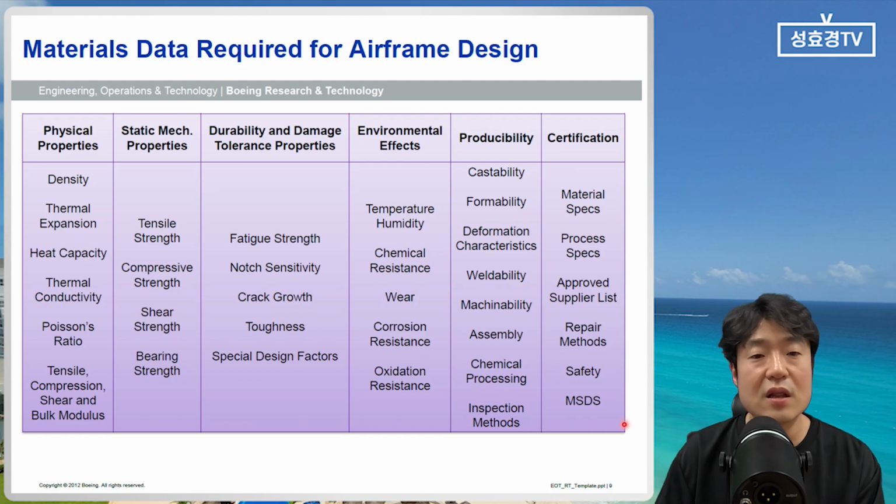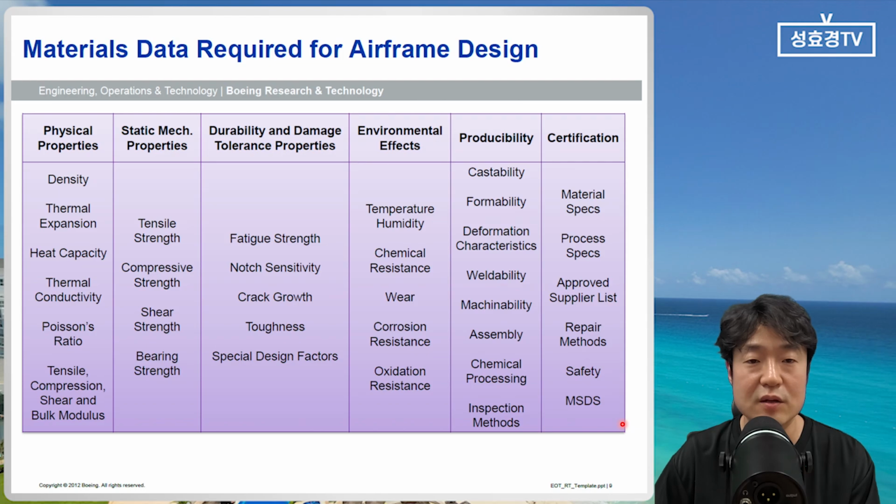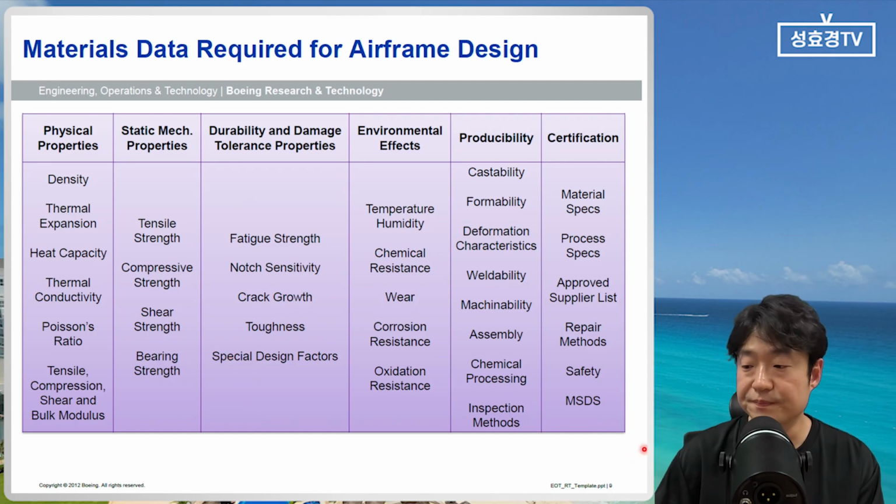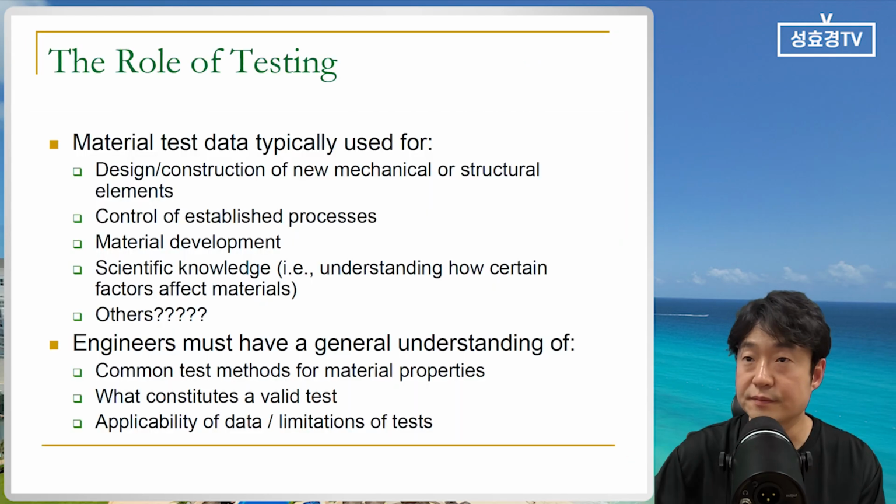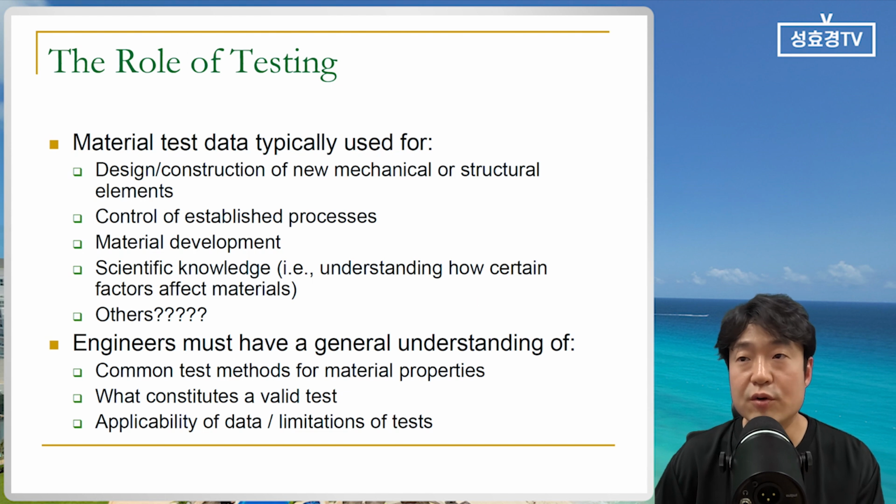So there is a lot of material data required for the airframe design, not just that we have already conducted a tensile test and got very high stress and high elongation. That is not a big deal. There is a lot of test data required for the airframe design. That's the thing. So today I will talk about the role of testing, the material tests.